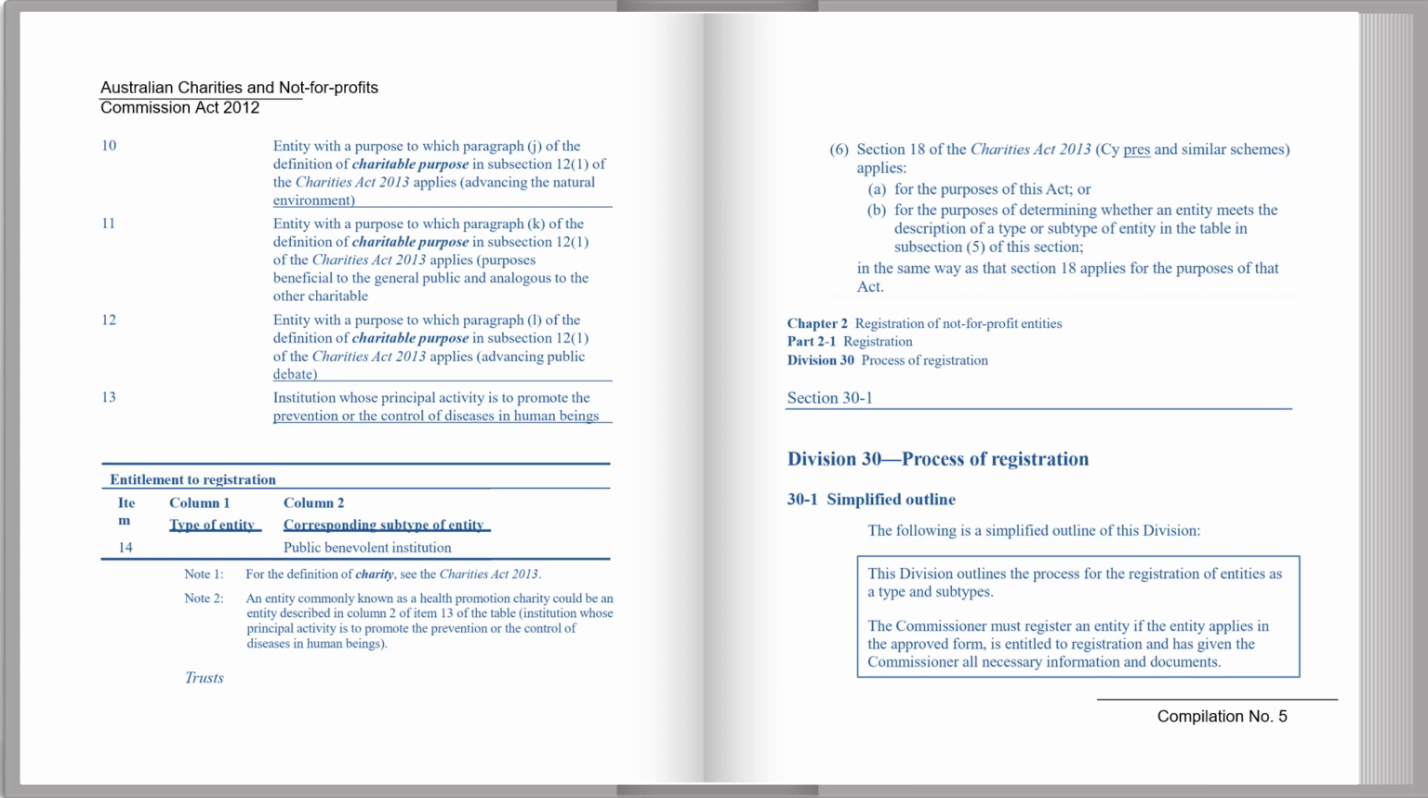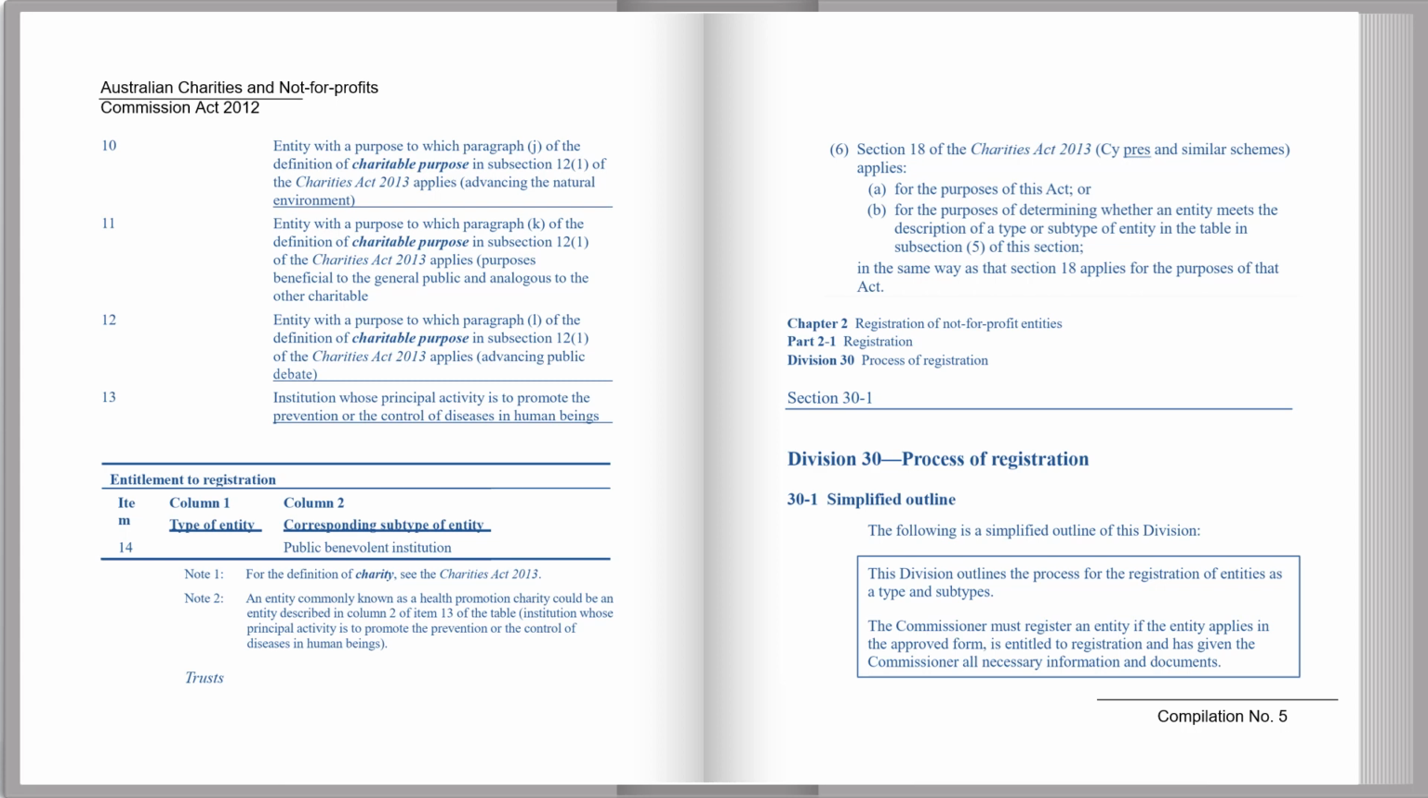For the definition of charity, see the Charities Act 2013. Note 2. An entity commonly known as a health promotion charity could be an entity described in column 2 of item 13 of the table. Institution whose principal activity is to promote the prevention or the control of diseases in human beings. Trusts.